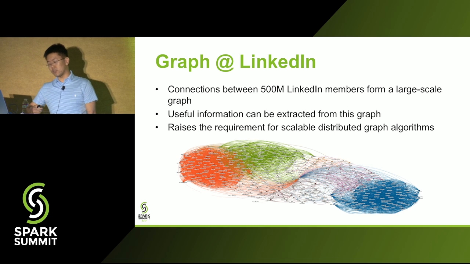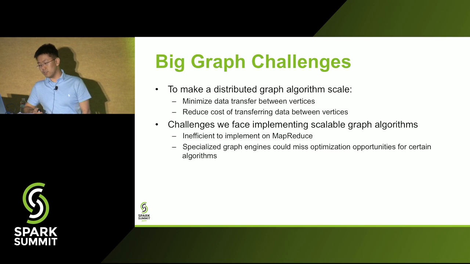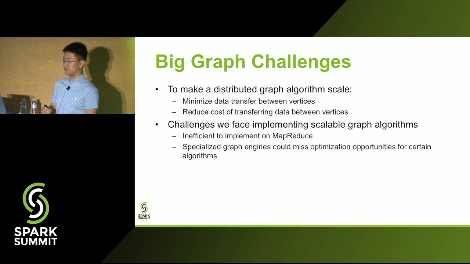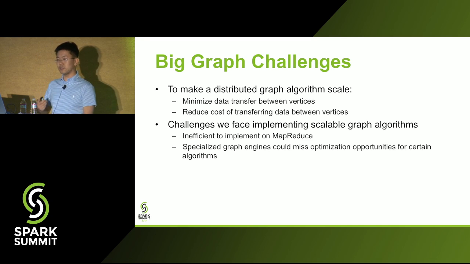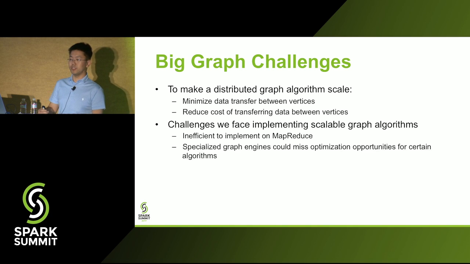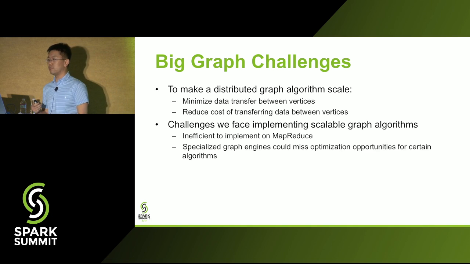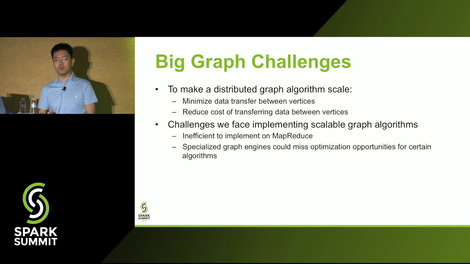In order to explore such a large-scale graph, we need scalable distributed graph algorithms. However, implementing scalable distributed graph algorithms turns out to be a pretty challenging task. For most distributed graph algorithms to be scalable, they need to minimize the data transfer between vertices within the graph, as well as reduce the communication cost of sending messages back and forth between vertices. On one hand, if we use MapReduce-based computation engines, it leads to inefficiencies when implementing distributed graph algorithms due to the limited computation model it supports.